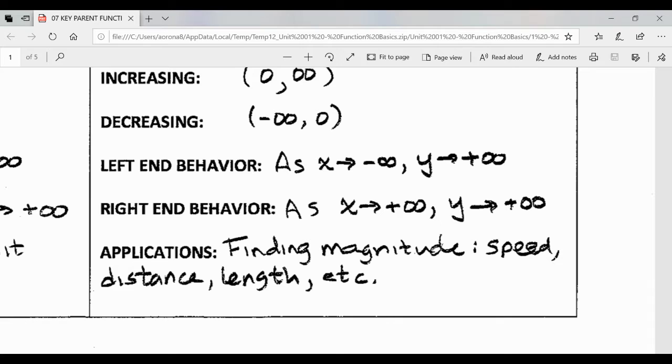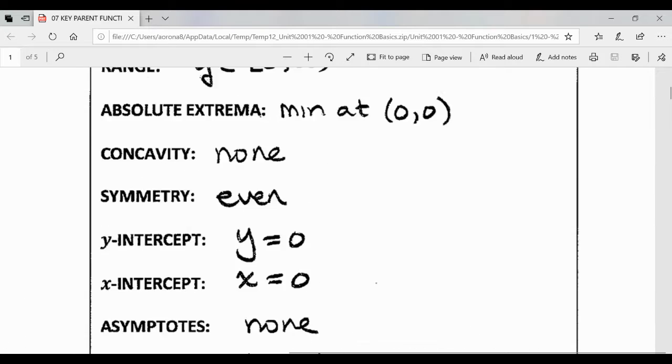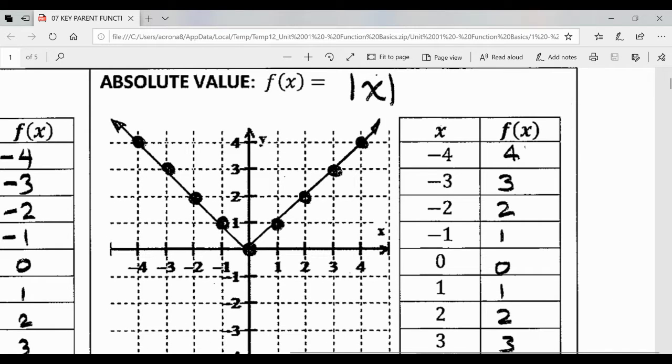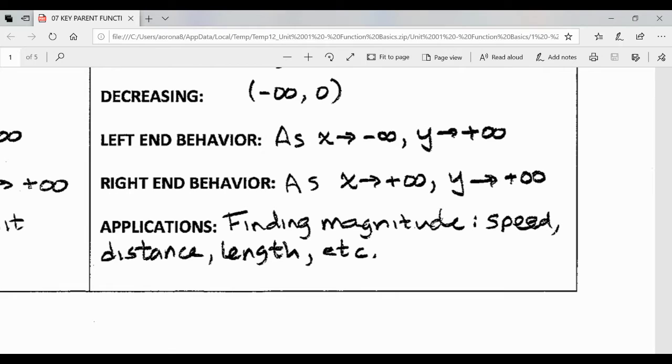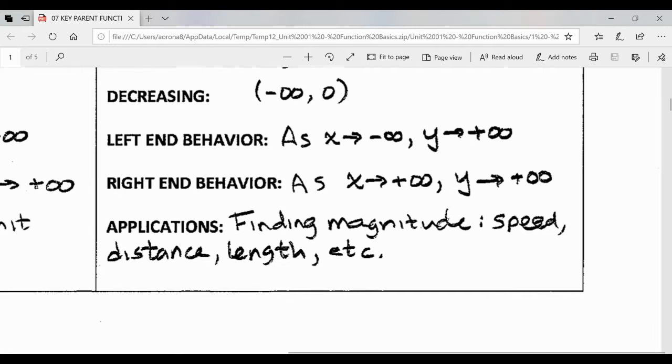Okay. End behavior is at the bottom. We have on the left side, the graph is going up, and on the right side, the graph is going up. That's what these notations mean. And if we look at our graph, we can see that it's in fact going up on both sides. So forever up, infinity, forever up, positive infinity here as well. Applications are magnitude, speed, distance, length, etc. Kind of like physics stuff here. Okay, let's go on to the next one.